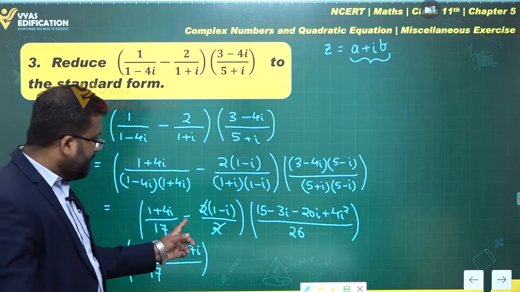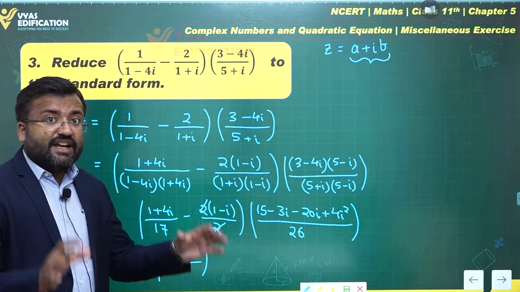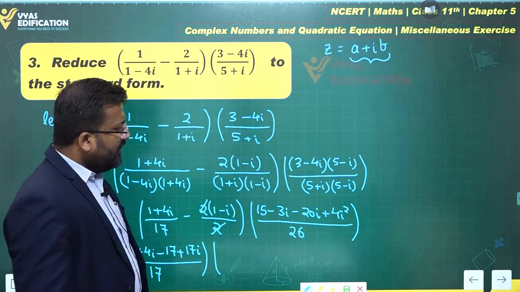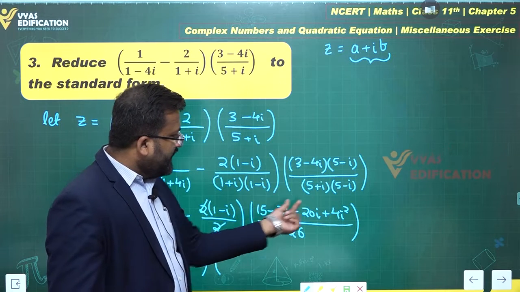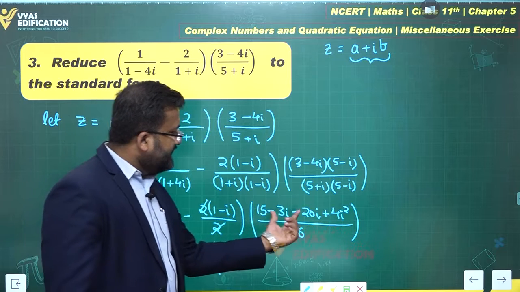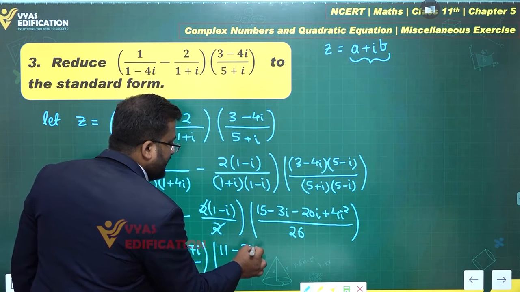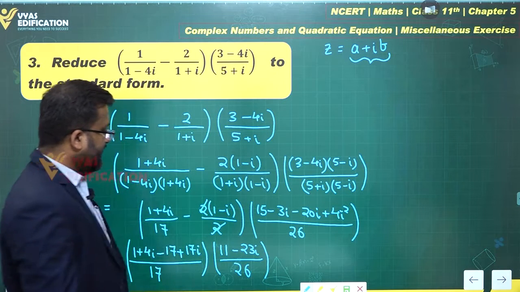Yes, this minus goes inside the bracket, so the second term becomes positive. Please note that carefully. Take care of the negative sign very carefully. What about this? This is 4i square, which becomes minus 4. 15 minus 4 is actually 11. And this, minus 3 minus 20, becomes minus 23i upon 26. That's what I get in the denominator.